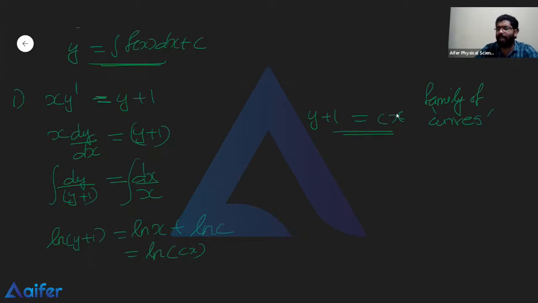Curves is general, in the xy plane. Actually, it represents a straight line; curve is more general. So for every c, we will get a different curve. Say c equal to 1, y plus 1 equal to x, one curve. c equal to 2, we get another curve. c equal to 3, we get another curve. So this represents a family. Keep in mind, if you have a constant, then that equation will represent a family of curves, not a particular curve.